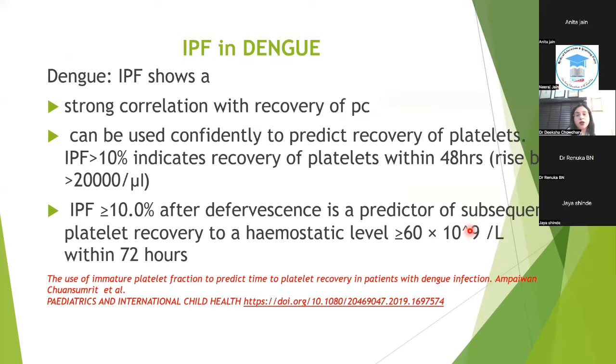So now the role of IPF in dengue. IPF has a strong correlation with recovery of platelet count. It can be used confidently to predict the recovery of platelets. And IPF more than 10% indicates recovery of platelets within 48 hours. They will see a rise of 20,000 per microliter in 48 hours if your IPF is more than 10%.